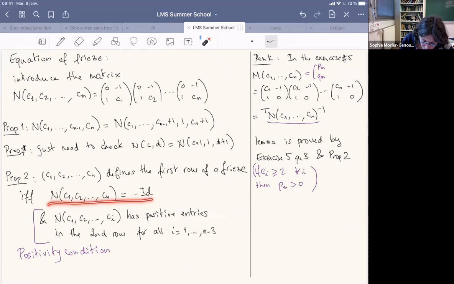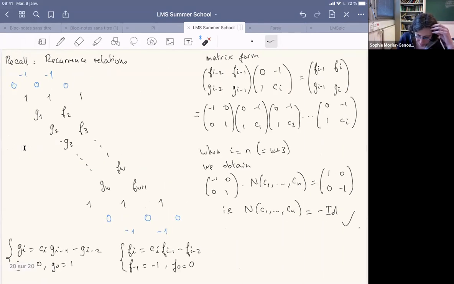If you start with numbers that satisfy only this, there is a good point, is that what you will get is a finite array. At some point, you will recover a row of ones, but in between, maybe you have negative values. So you don't want that. So that's why we have to add this positivity condition.